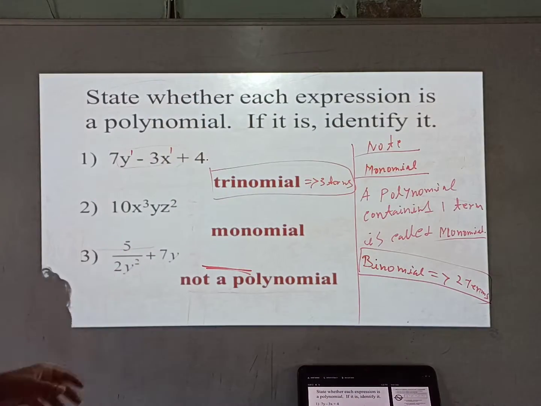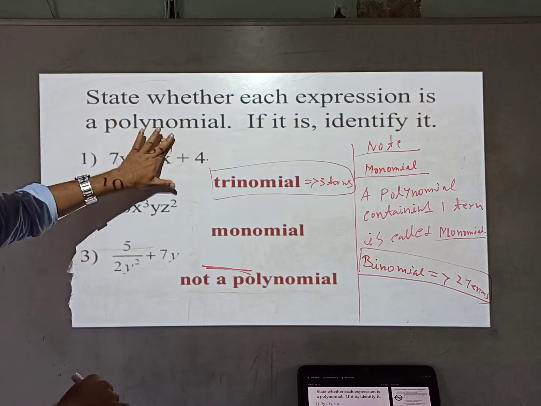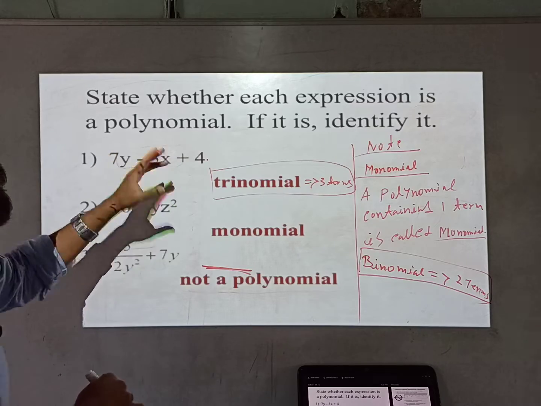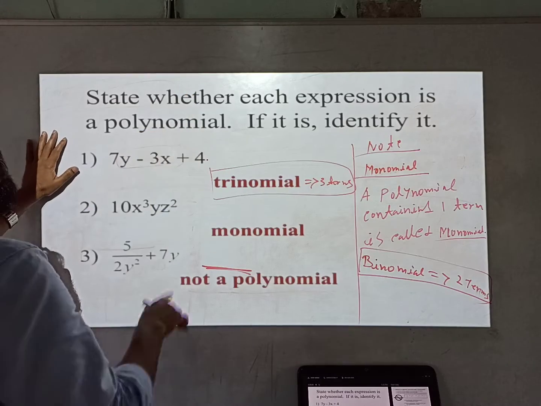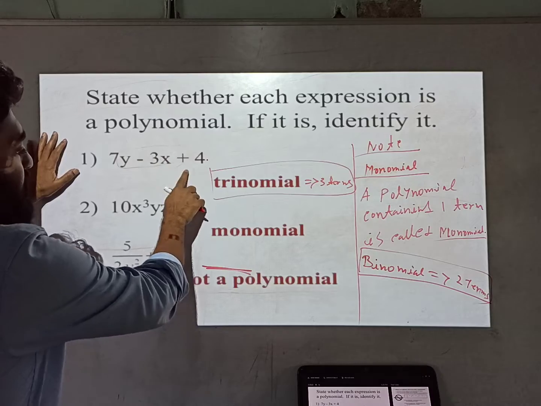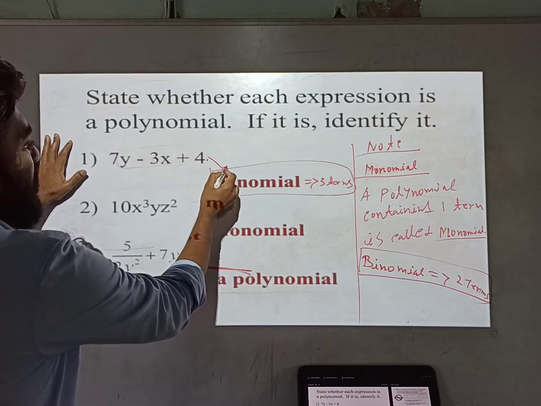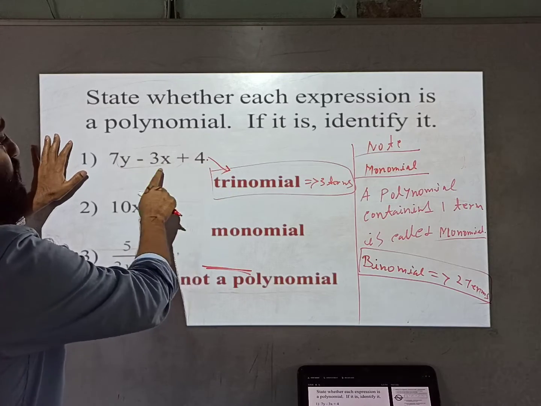Okay. Now we'll solve these questions. This is not about degree, so there is no use of writing all these powers. See, this is 1, 2, 3. That is trinomial. Three terms are there, so that is trinomial.